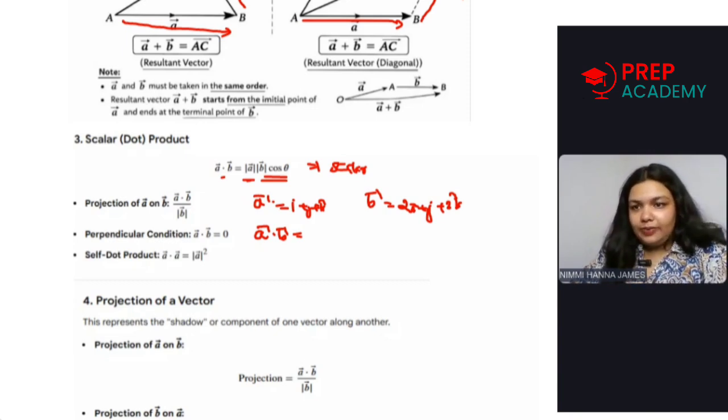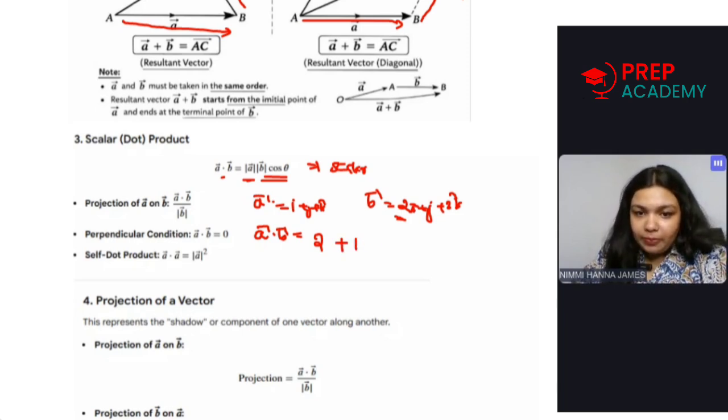We get the answer. Or another way is to multiply the i components, then the j components, and then the k components correspondingly. Here the i component is 1, and here the i component is 2. So 1 into 2 is 2. No need to write i because the answer is a scalar. So 1 into 2 is 2, plus 1 into 1 is 1, plus 1 into 3 is 3. So 2 plus 1 is 3, plus 3 is 6. So A dot B, the answer is 6.